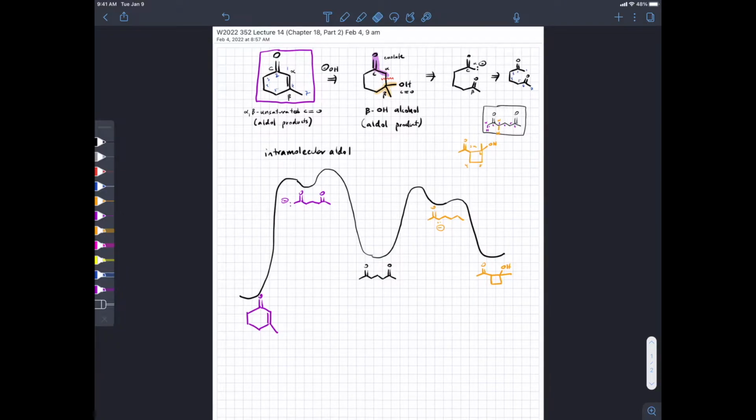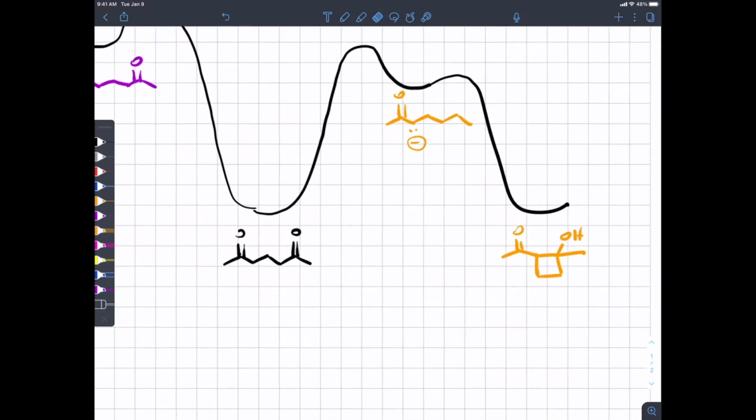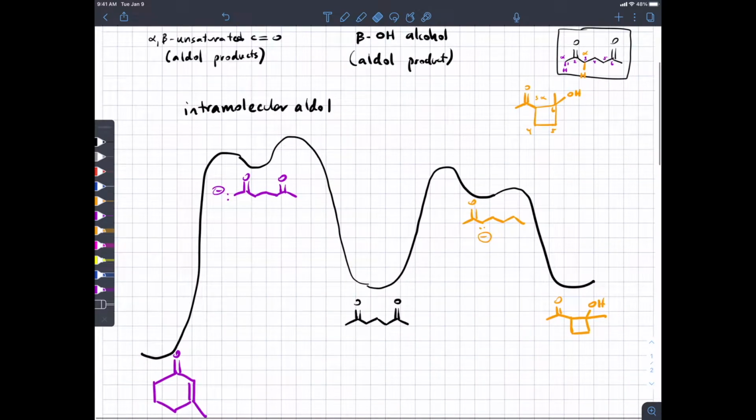6-membered ring. Oh, by the way, for comparison's sake, we could also draw the alpha beta unsaturated version so that we're comparing apples to apples.